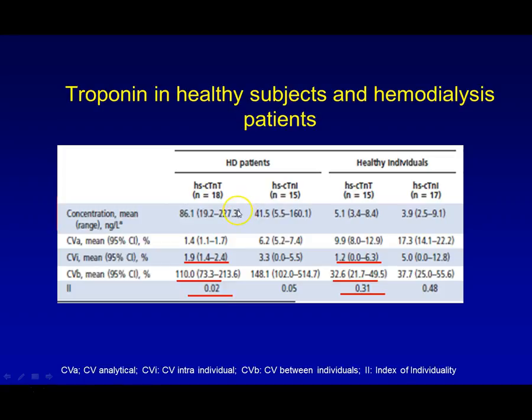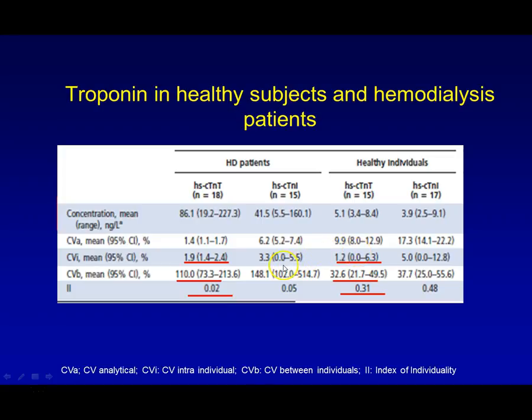We see that in hemodialysis patients, indeed, the concentration of troponin, and it depends on the form of troponin that is used, troponin T or troponin I, but both are much higher in dialysis patients as compared with healthy individuals. And if we check out the intra-individual variation, then we see that it is low in both hemodialysis patients and healthy subjects.